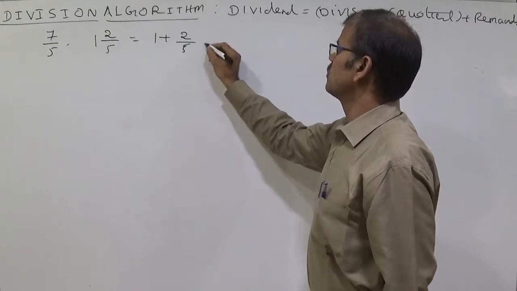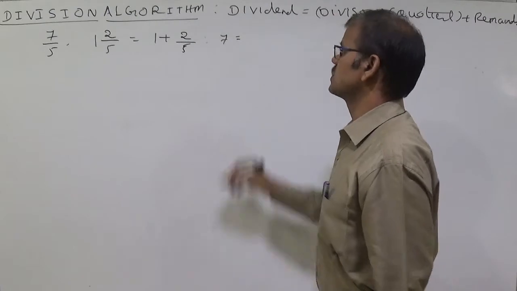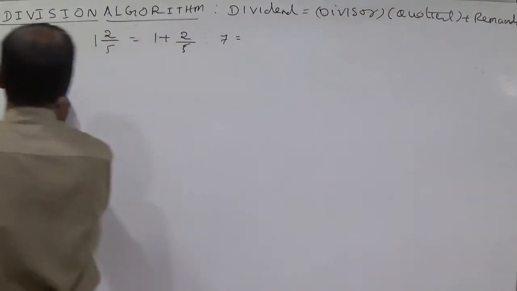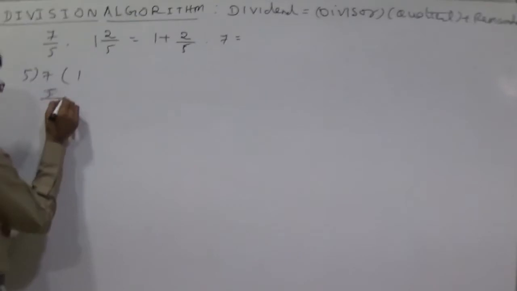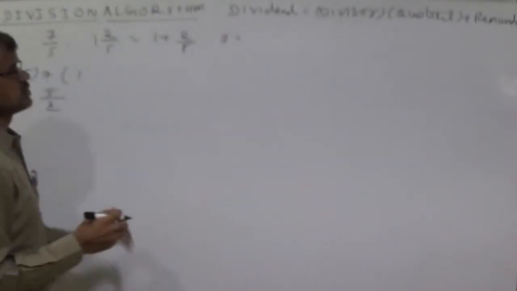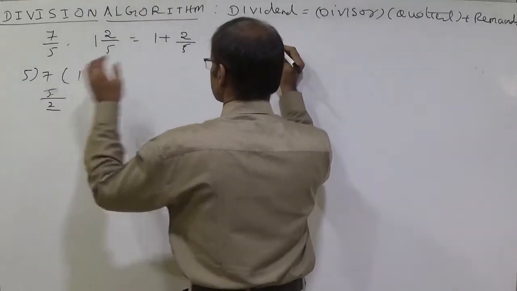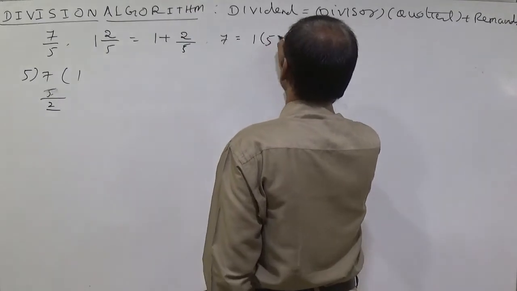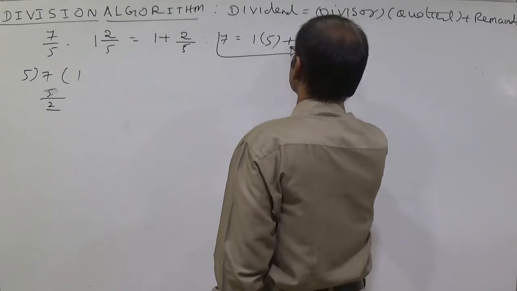Here 7 by 5: 7 is equal to, I am writing, dividend equals divisor into quotient plus remainder. This is the original way. The quotient is 1, the divisor is 5, and the remainder is 2. So 7 is the dividend, the divisor is 5, the quotient is 1, so 1 into 5 plus the remainder 2, like this.